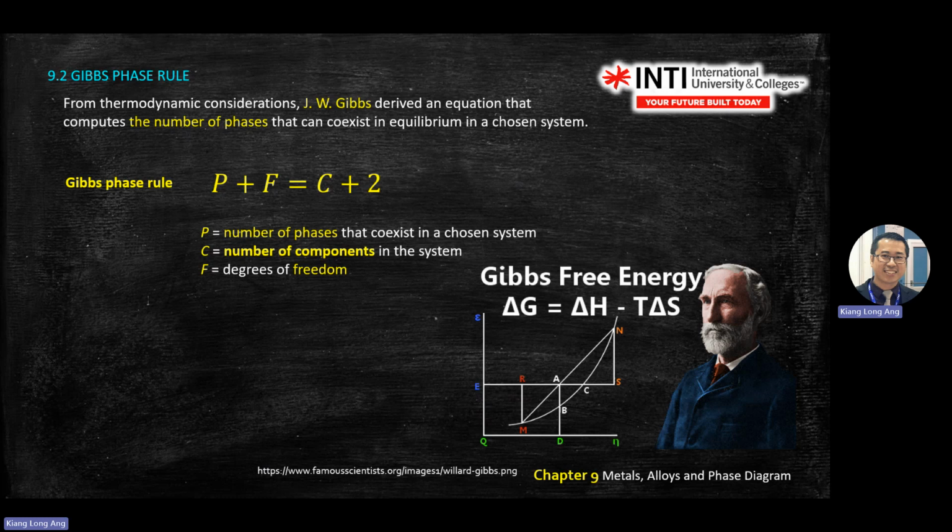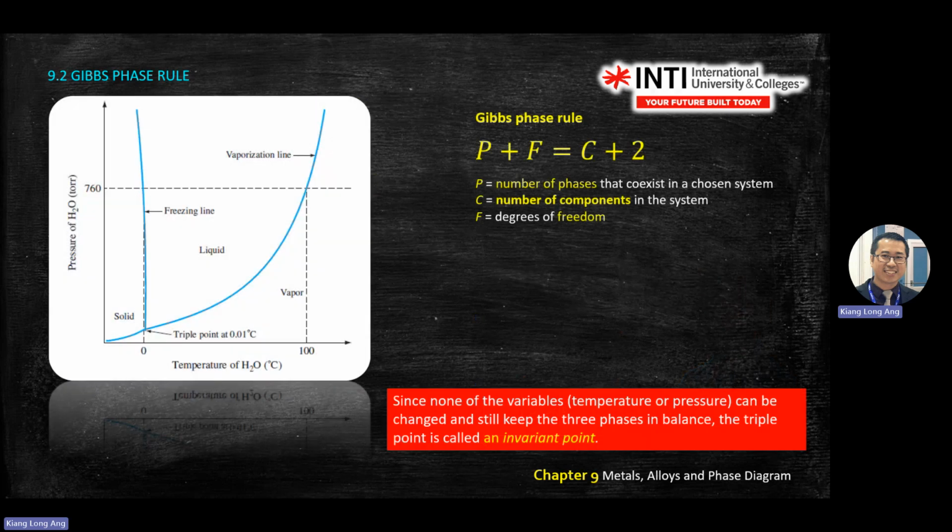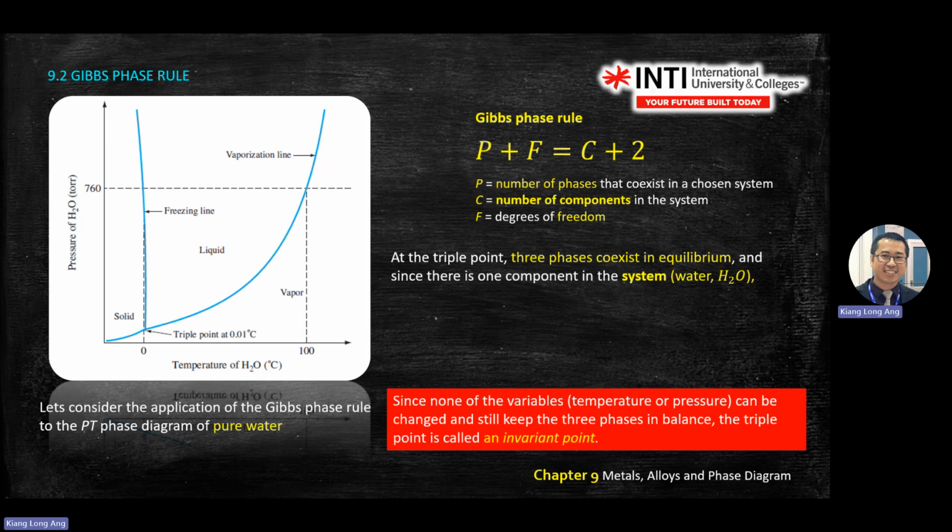Degree of freedom means how many forms it can change. It depends on pressure and temperature. At a certain pressure, it gives you certain freedom. So by applying P plus F equals C plus 2, let's say we take the water scenario. At the triple point here, 3 phases coexist at equilibrium. So P is 3. Number of components is 1, because it's only water.